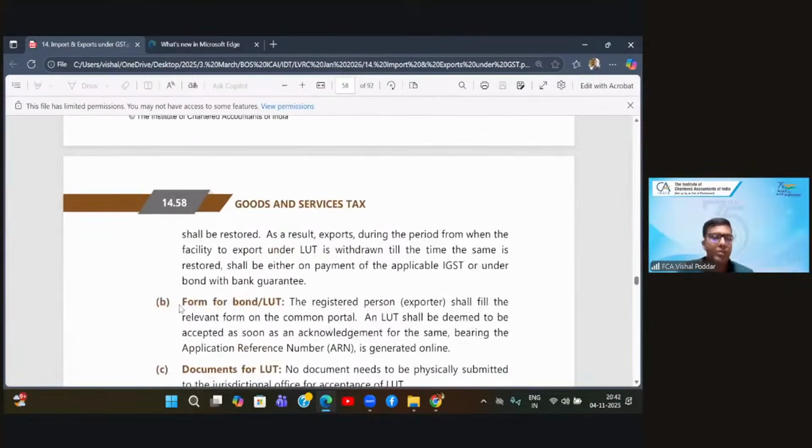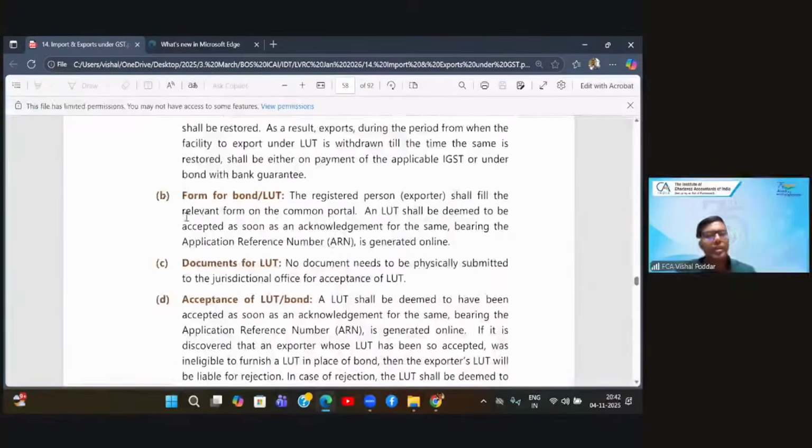If the amount mentioned in the said sub rule is paid subsequently, the facility of export under LUT is restored. So as we saw above, 3 months is the time provided by Rule 96A to actually export your goods. If that is not done, you have to pay the tax relating to those goods along with interest. Now, what is the form for issuing the bond or LUT?